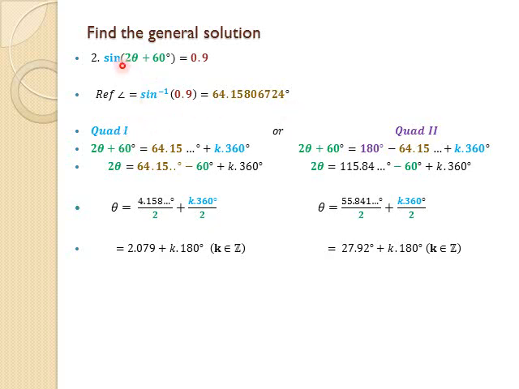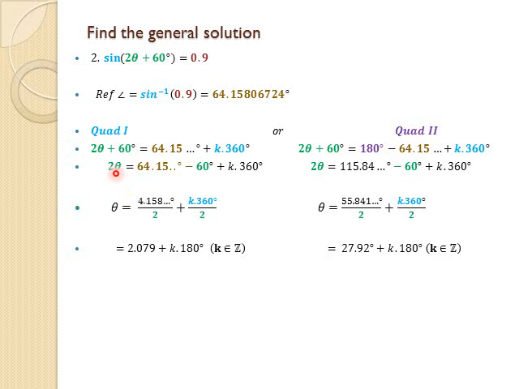So in quadrant 1, I have 2 theta plus 60 equals 64.15 plus K360. Remember, sine period of 360. There 2 theta plus 60, quadrant 2, 180 minus 64.15 plus K360. We choose quad 2 and quad 1 because sine is given as a positive 0.9. So if I take 60 over here, it becomes negative 60. 2 theta stays. That's 64.15 minus 60, 4.15.